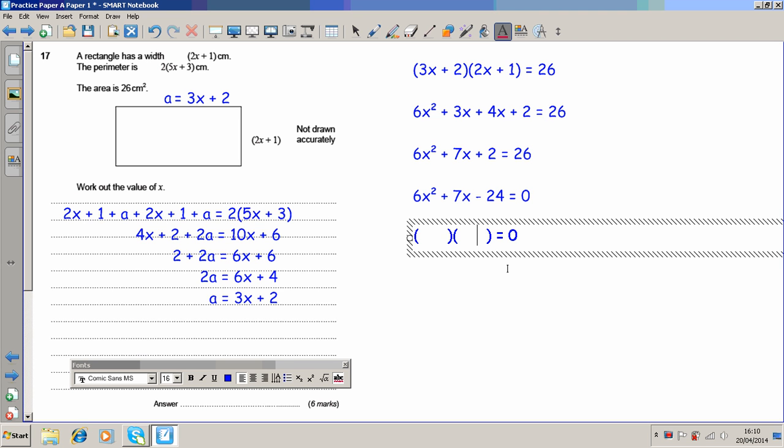That's quite a tricky one. I could have 6x and x there, although I'm going to take a gamble. I'm going to go for 3x and 2x in them. That's purely a gut feeling. It's nothing more scientific than that, really. Now, what times to give 24? So we have -1 and 24.